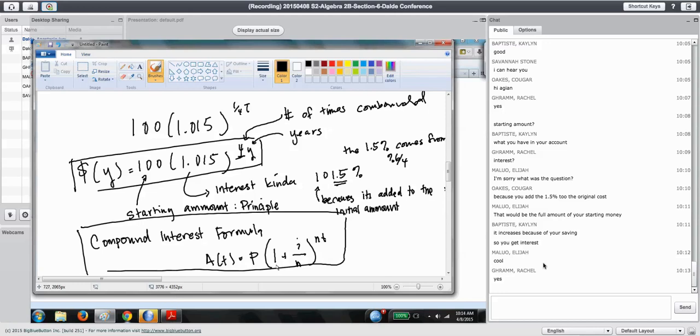The 1 comes from Elijah's thing where you're adding it to the full amount. The i over n is the interest. It's the interest divided by the number of times you're compounding that interest over the year. The n times t stands for the number of times you're compounding it times the number of years that you're doing it. Does that make sense?